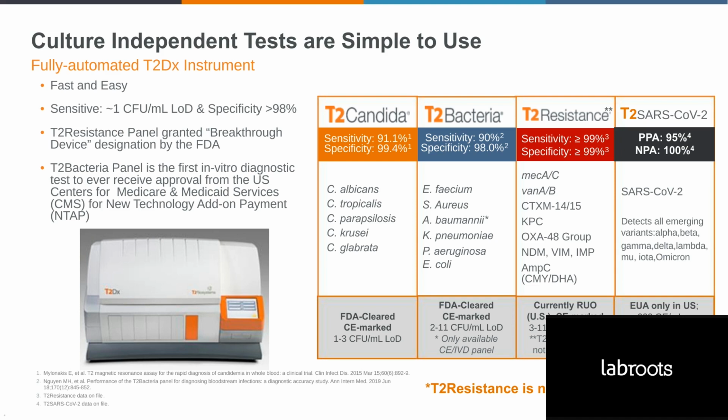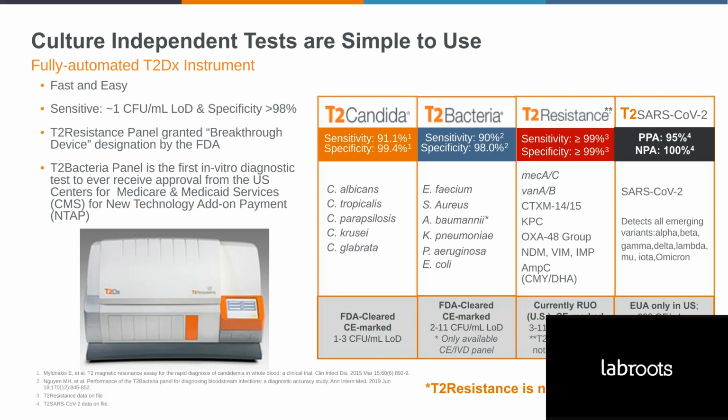The T2 Resistance Panel is not FDA cleared. It is only CE marked currently, and a multi-center clinical trial has been initiated. It's ongoing this year. It covers 13 molecular markers of antibiotic resistance, both gram-positive and gram-negative, and this is currently available in the US as research use only, while it is available OUS as a CE mark product.